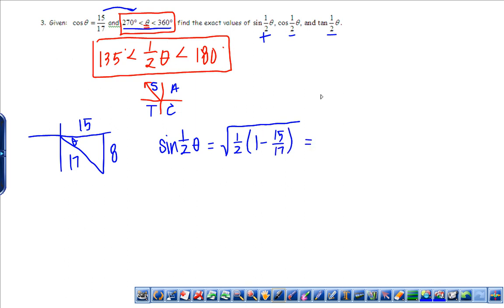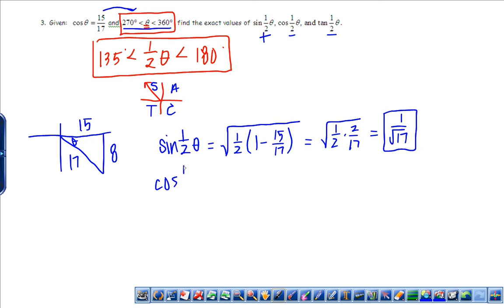Okay, I'm going to keep simplifying. So 1/2 times 17 over 17 minus this is going to give me the square root of 1/2 times 2 over 17. Simplified to the very end gives me 1 over root 17. And again, you don't have to rationalize. This can be your final answer. And again, this answer should be positive.